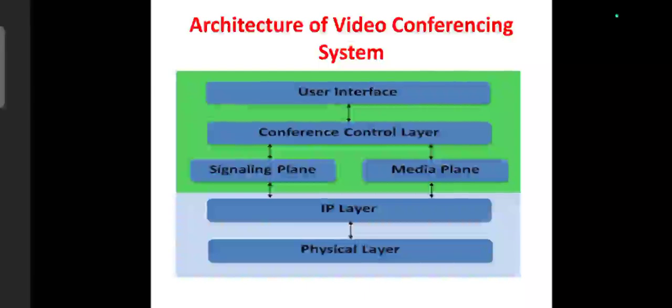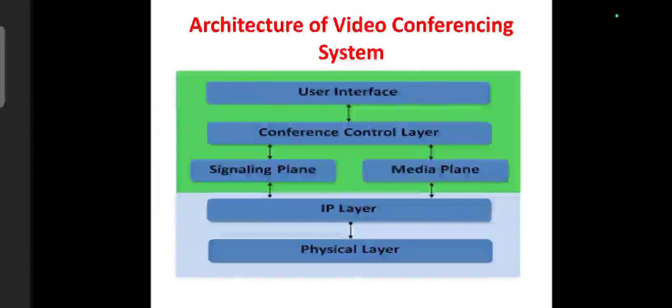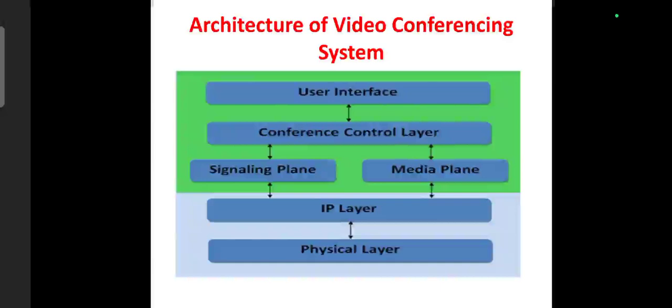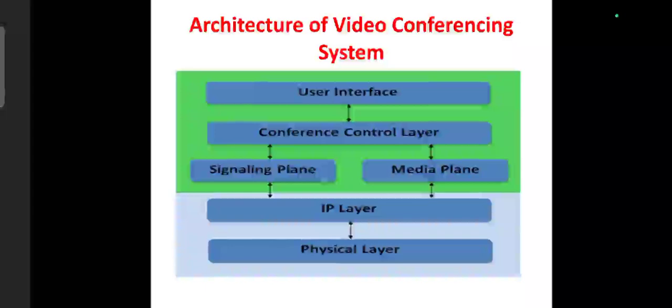The third layer is the signaling plane. Protocols such as H.323 and SIP operate at this layer and establish communication sessions between participants. The fourth layer is the media plane. Protocols including UDP, RTP, and RTCP manage the actual transmission of audio and video streams between users. Together, these layers ensure smooth communication and efficient multimedia transfer.